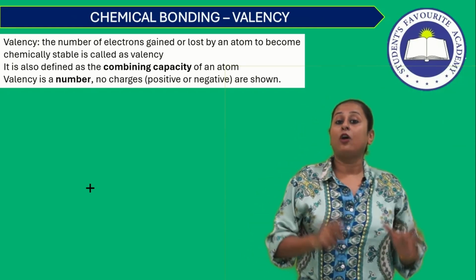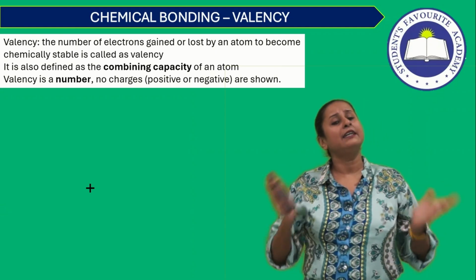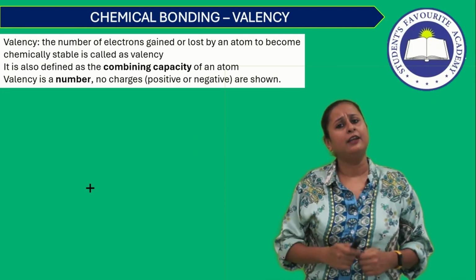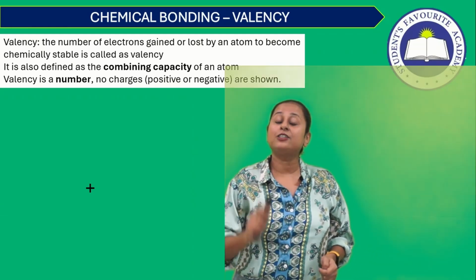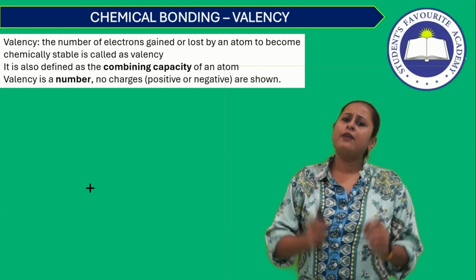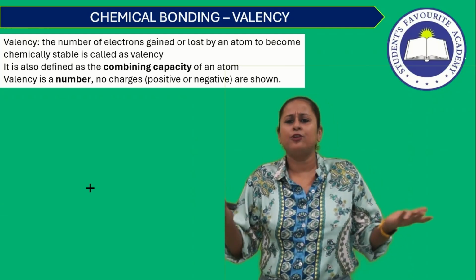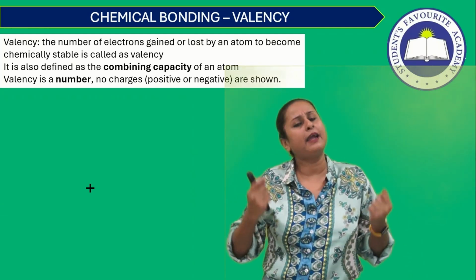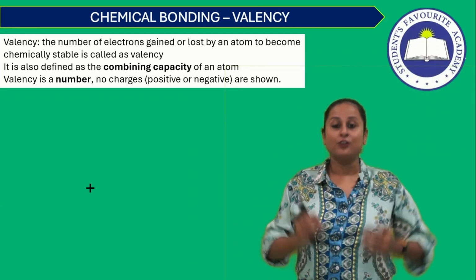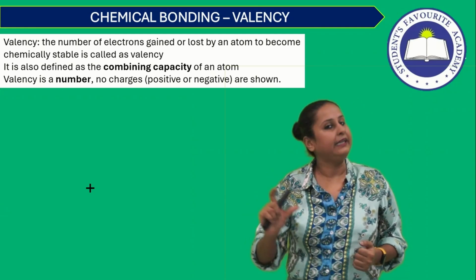Let us now talk about valency. We know what valence electrons are. Valence electrons are the number of electrons present in the valence shell. What is a valence shell? The valence shell is your outermost orbit or outermost shell. Now, whenever I have a fixed number of valence electrons, I am going to have fewer than 8 electrons in my outermost shell. So when I lose a certain number of electrons or gain a certain number of electrons, that is called valency.